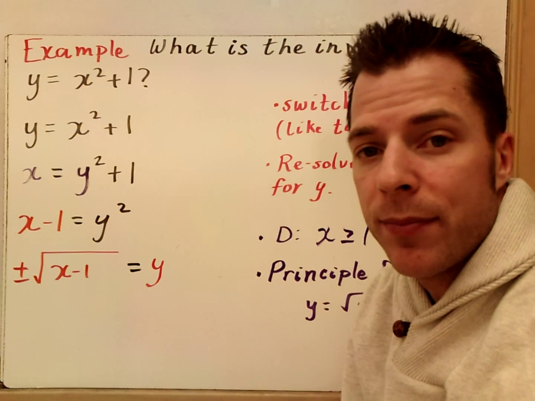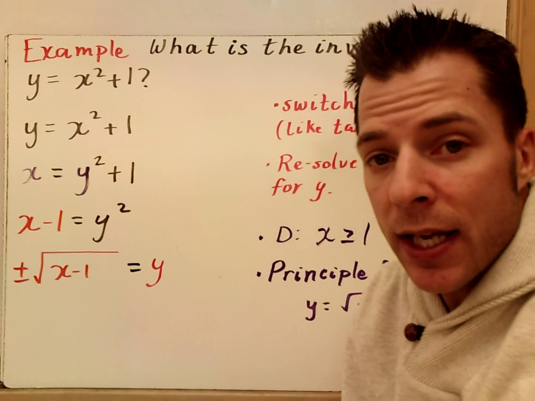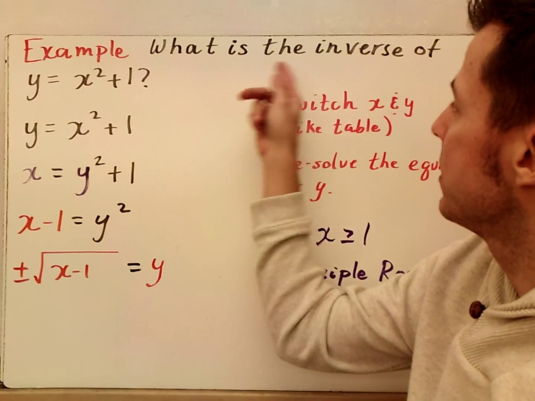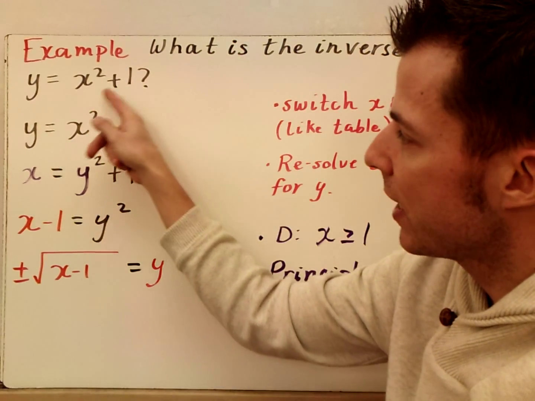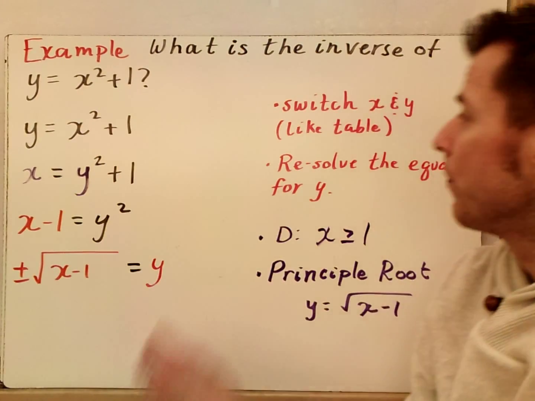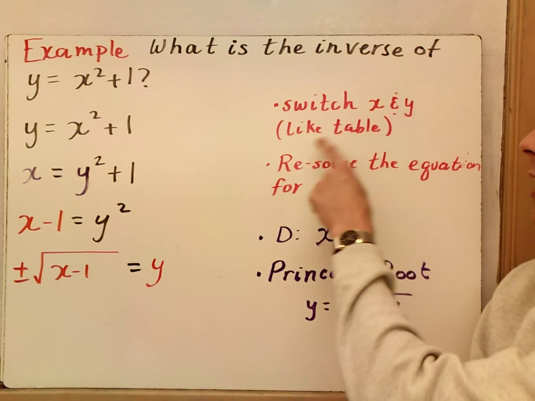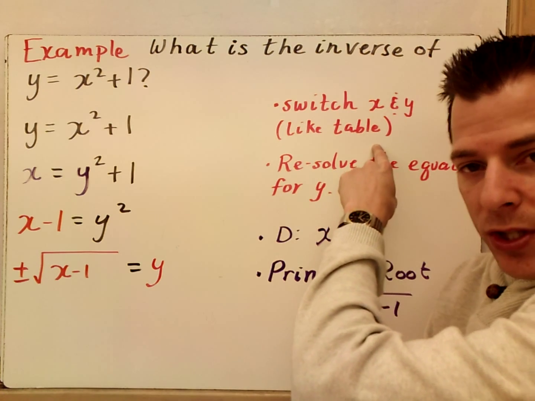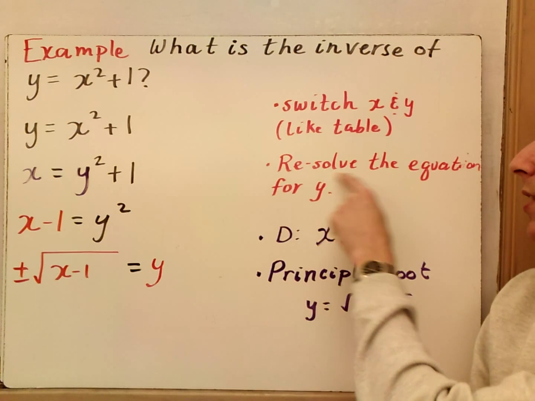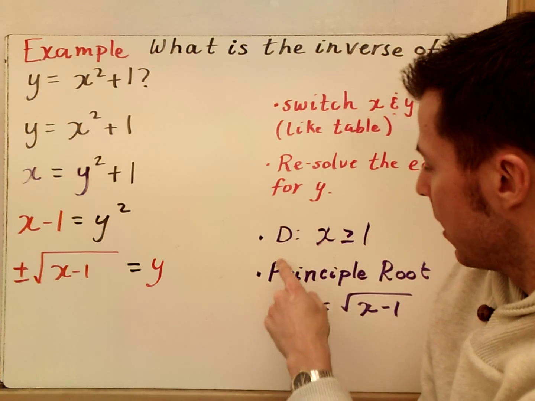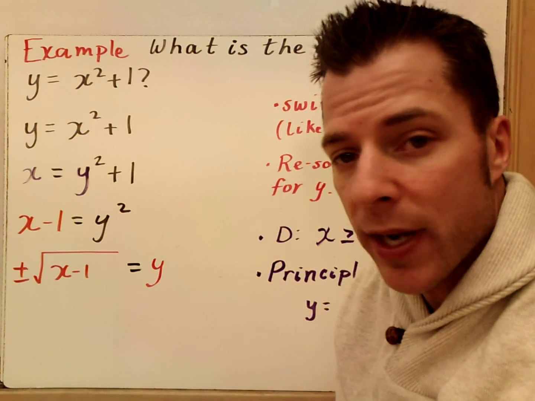Now, in the second example, we're going to take this idea and go a little bit further. So what is the inverse of y equals x squared plus 1? We're going to switch x and y like we did with the table. But once you do that, you're not done. You have to resolve the equation for y, and then we have to talk about the domain and range.